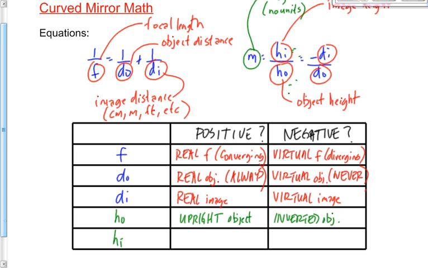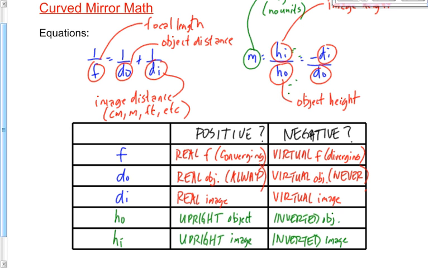HI is going to be positive if it's an upright image, and it's going to be negative if it's an inverted image. First three are based on whether it's real or virtual, and the last two are based on whether it's right side up or upside down. Good? We're missing one. What variable are we missing here in this table?